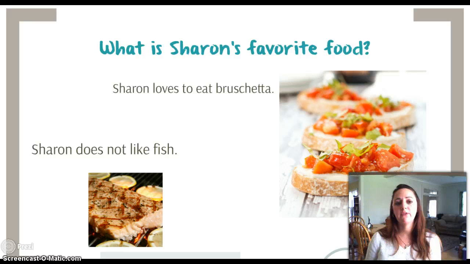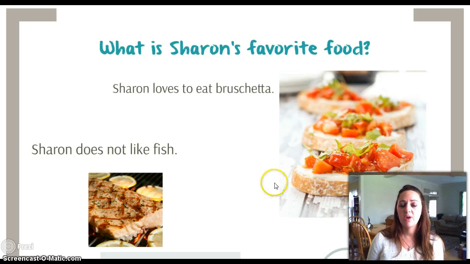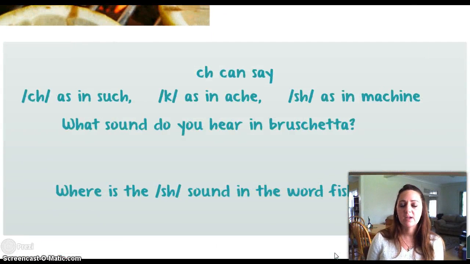What is Sharon's favorite food? Sharon loves to eat bruschetta. Sharon does not like fish. We have the sh sound in the word bruschetta. What letters do you think make the sh in bruschetta? CH can say ch as in such, k as in ache, or sh as in machine. What sound do you hear in bruschetta? Bruschetta makes the sh sound.